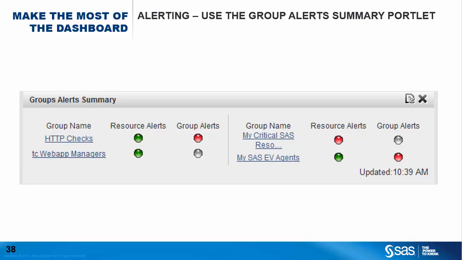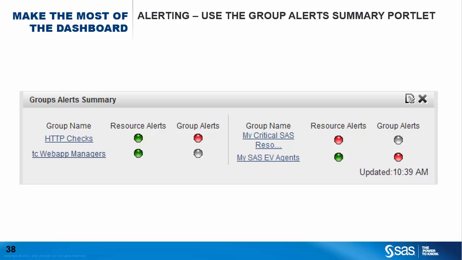These group alerts can only be viewed in the Group Alerts Summary Portlet, shown here. In the example, the My SAS Environment Manager Agents group shows no resource alerts, as indicated by the green traffic light, but it shows a group alert as indicated by the red traffic light. This means that one or more of the 3 agents has had a sending time exceeding 100 milliseconds. There may be other individual resource alerts defined on one or more of these Environment Manager Agent resources, but if so, none of them have fired.